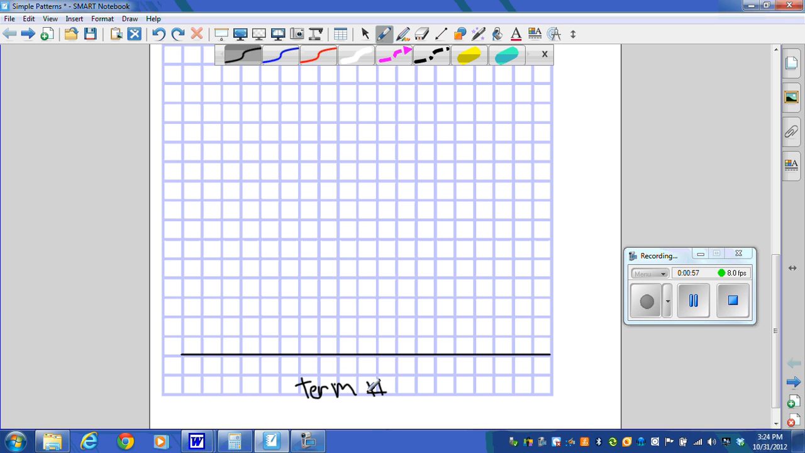That's always going to go 1, 2, 3, 4, 5, 6, 7, 8, 9, 10, 11, 12. And we put these on the lines, not in the space. On the line. Makes sense?